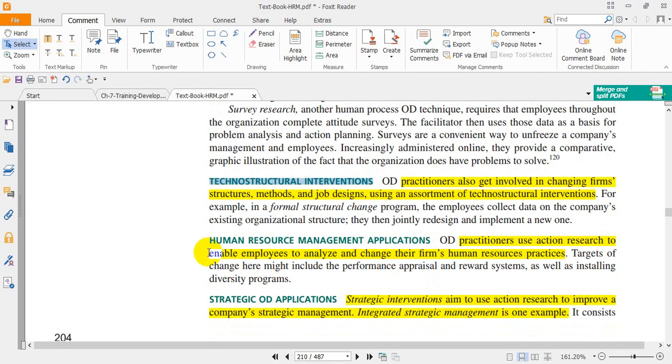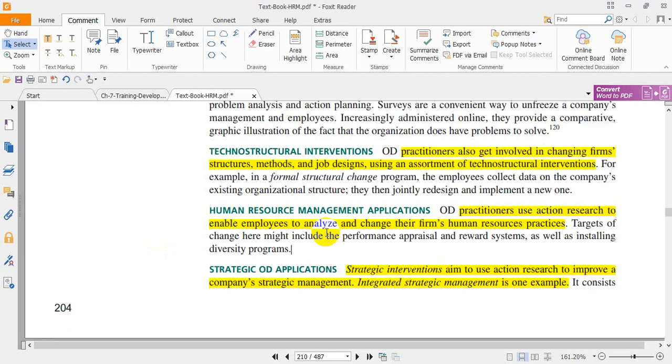Okay, another category of organizational development: human resource management applications. Organizational development practitioners use action research to enable employees to analyze and change their firm's human resource practices. So targets of change here might include the performance appraisal and reward systems, as well as installing diversity programs. So a practitioner can use human resource management applications.